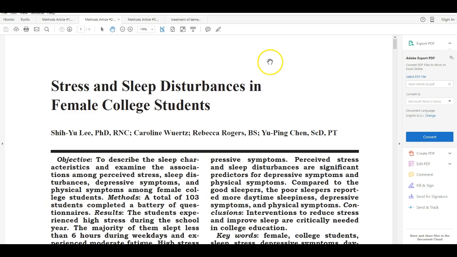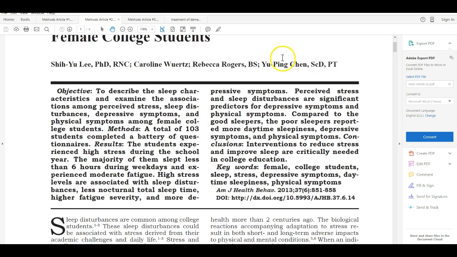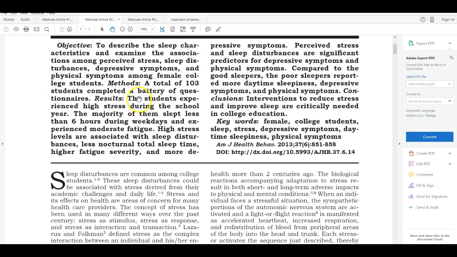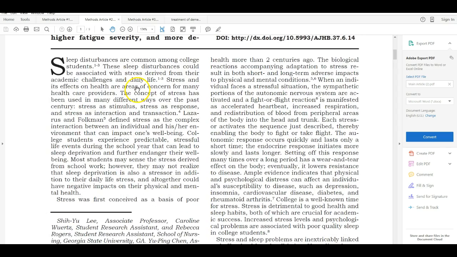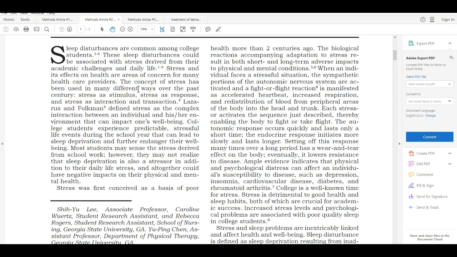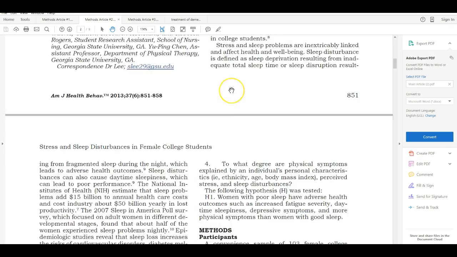So this article is on stress and sleep disturbances, and so again it's concerned with sleep. Notice that here in our kind of abstract, it says a total of 103 students completed a battery of questionnaires. And so your job, if you were summarizing this paper, would be to describe some of those questionnaires. And again, you've got to find where those questionnaires are first introduced in the paper in order to be able to summarize them.